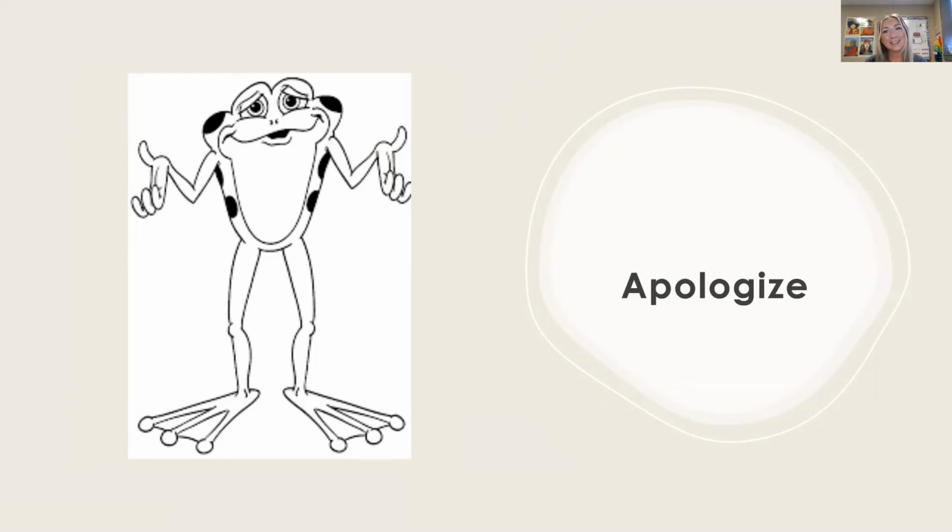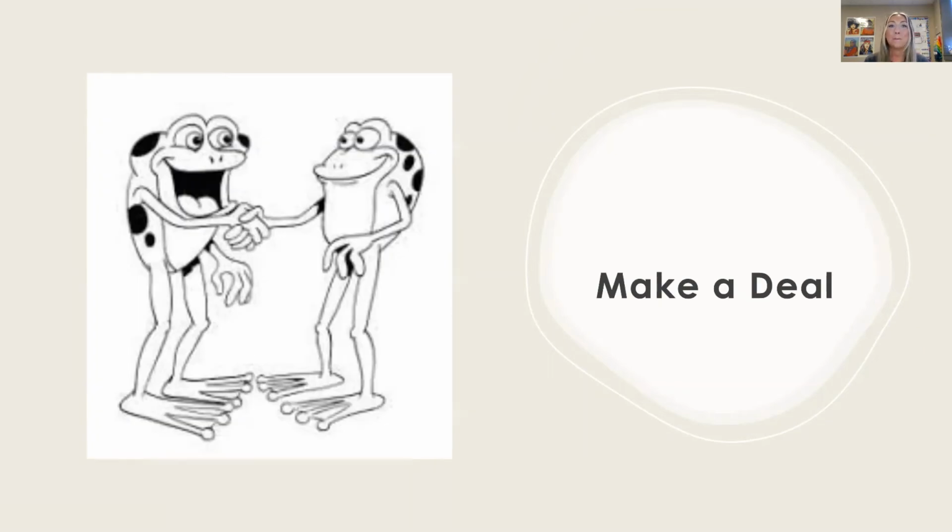Did you say things like, I didn't mean it, excuse me, or I apologize? Those are 3 other ways that you could say I'm sorry, or apologize. Our next strategy is make a deal. So making a deal means that you might lose a little, but you gain a lot. It's like making a bargain or a compromise.